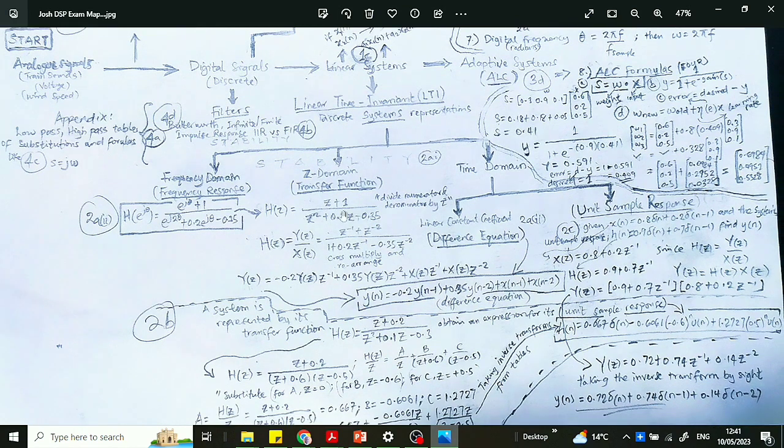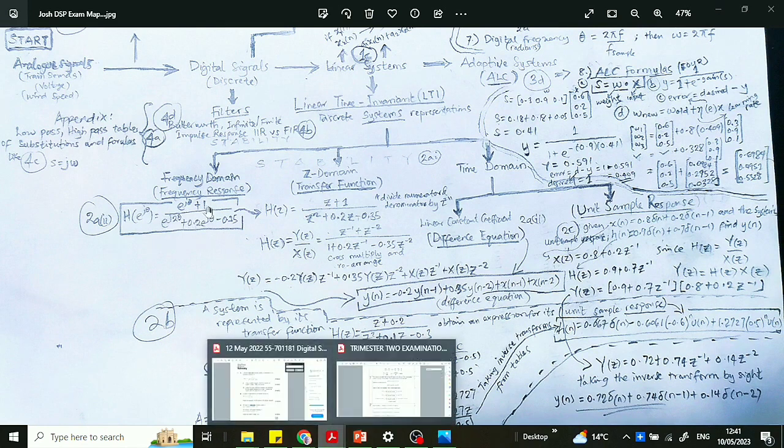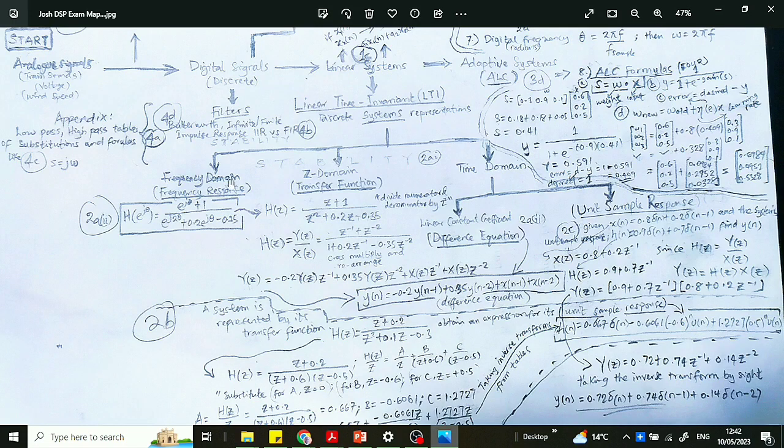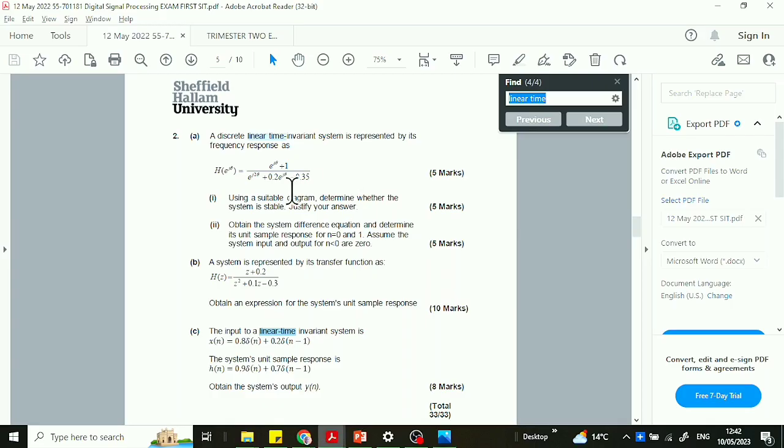Okay, so let's go to question 2A. That's 2A. I asked you for stability. 2AII is this. Now let's see what 2AII is and see how it flows along these arrows. 2AII says a discrete linear time invariant system is represented by its frequency response. You see that popping up, so you know where you are on the map. Using a suitable diagram, determine whether the system is stable and justify your answer.